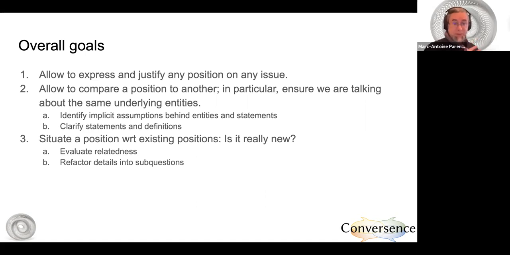And ideally, we want to situate a position with respect to existing positions. Is it really a new position? Is it something that's been said before? Evaluate relatedness. That will be slightly out of scope, but I want us to keep it in mind as an overall goal. And refactoring. Things may look the same at a certain point. We may realize later on that actually there were two ideas there, or that two ideas are the same modulo small sub-questions. So we can say, okay, here's what's common, here's what's different, and refactor things that way.